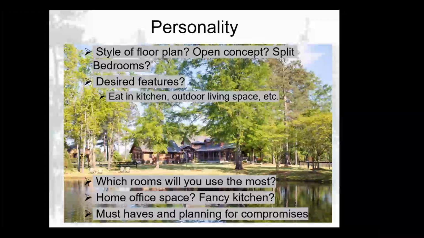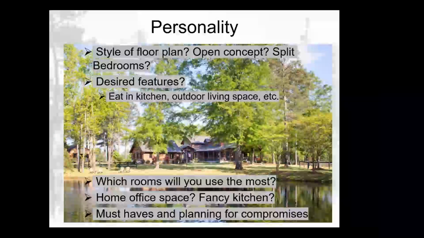And the last item on personality, and this kind of goes back to what I was saying a few minutes ago about personal touches. You're going to have to decide on the things that are a must-have in your home, and then plan for compromises. When you start to get a plan on paper and you start to get numbers and a budget, it may end up over budget, and you're going to have to decide what stays and what goes.